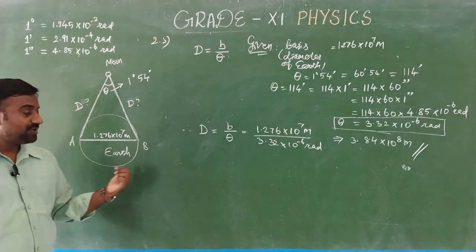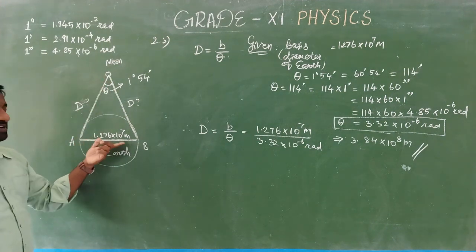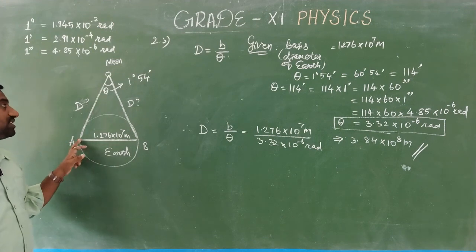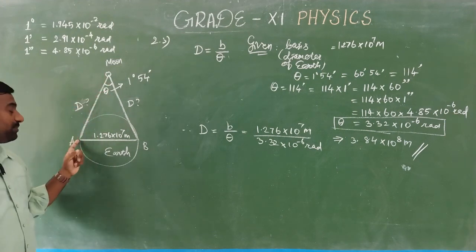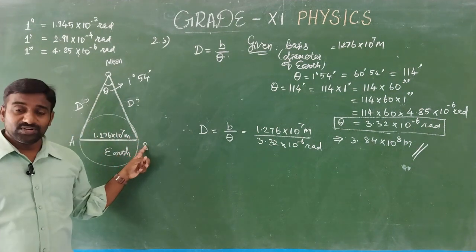Okay, I repeat once again. The moon is observed from the Earth at two diametrically opposite sides. First, the moon is observed from the North Pole. Then, the same point is shifted to the South Pole.